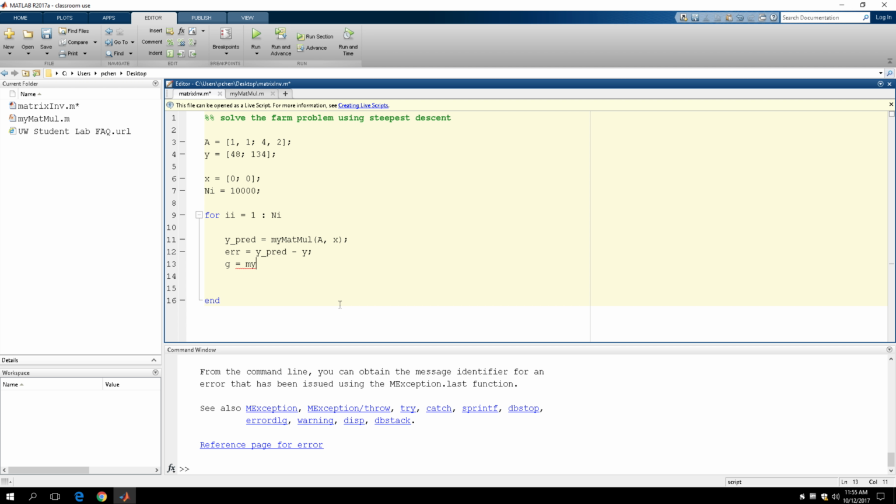So I call my matlab12 again, but this time the first input that goes into the function call is going to be the transpose of A. And in the previous video, we talked about how to get the transpose: just use a single quote.